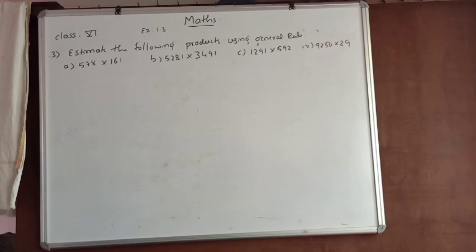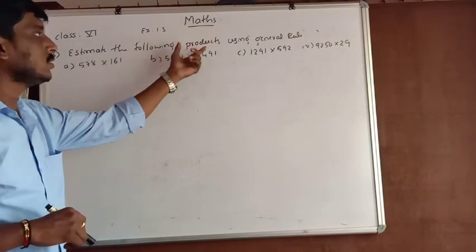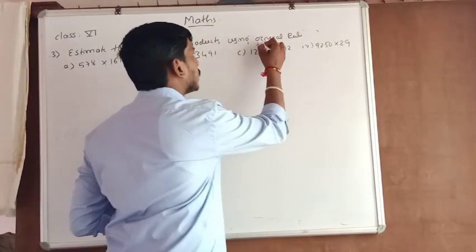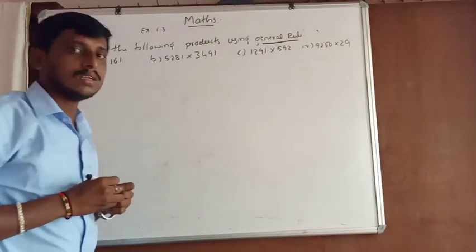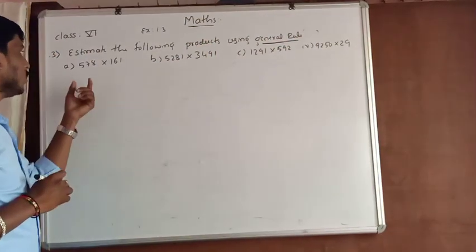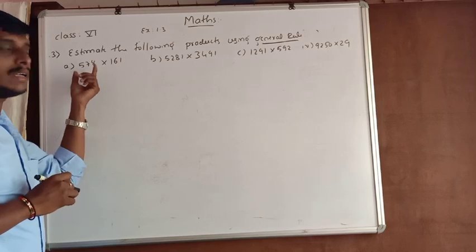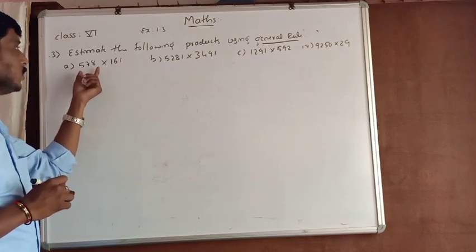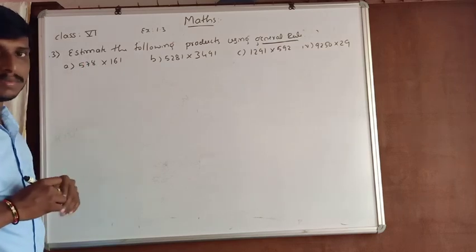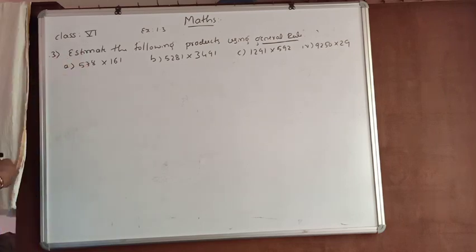Okay students, the last main is what? Estimate the following products using the general rule. Some of the students asked what do you mean by general rule? General rule is nothing but better to take which one? Rounding to 10 or rounding to 100. So I will use the general rule, how it is possible.